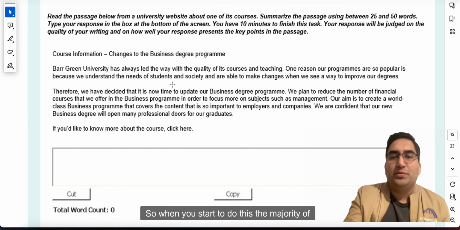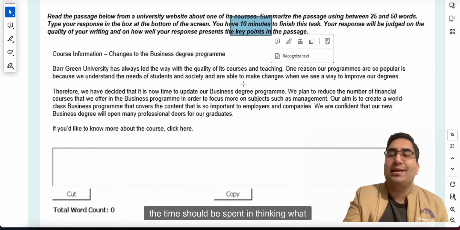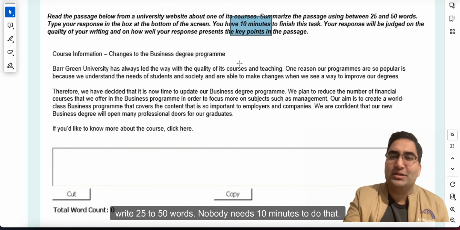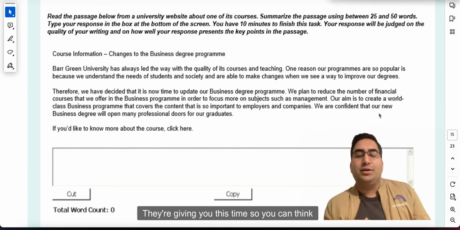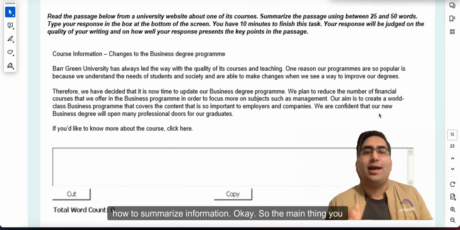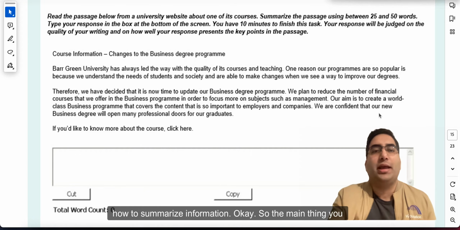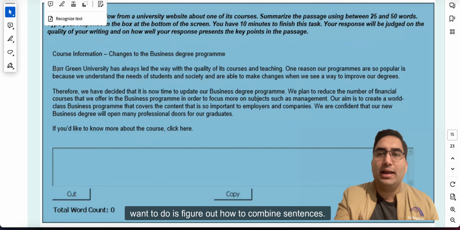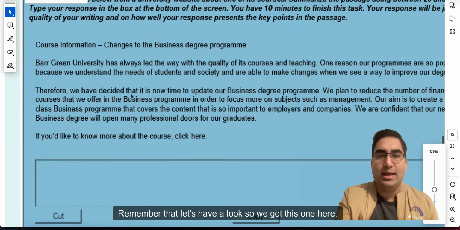So when you start to do this, the majority of the time should be spent in thinking what to do. You have 10 minutes. Think about this. You have 10 minutes to write 25 to 50 words. Nobody needs 10 minutes to do that. They're giving you this time so you can think how to summarize information, okay? So the main thing you want to do is figure out how to combine sentences. Remember that. Let's have a look.